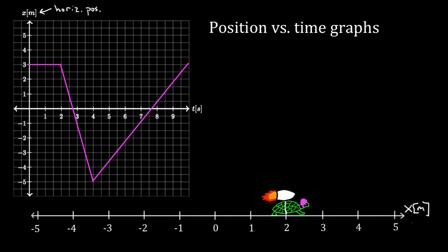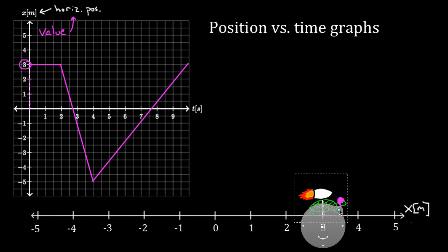So let's just read this graph and figure out what this particular turtle did. If this turtle didn't go forward, down, and up, what did this turtle do? Well, we'll start at t equals 0. We'll go up from there. And at t equals 0, the value of this graph is 3. And the value of this graph is representing the horizontal position. So the value of the graph is giving you the horizontal position. So at t equals 0, the turtle is at 3 meters. So let's put her over at 3 meters. She starts over here, 3 meters at t equals 0.